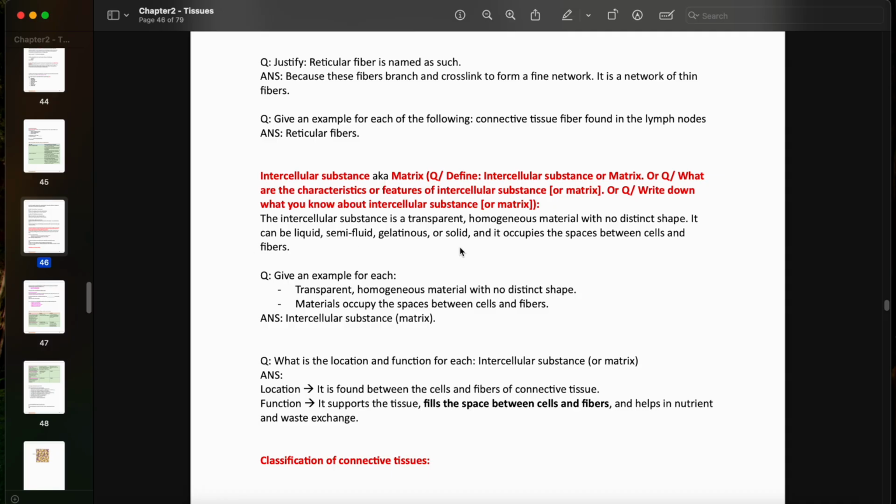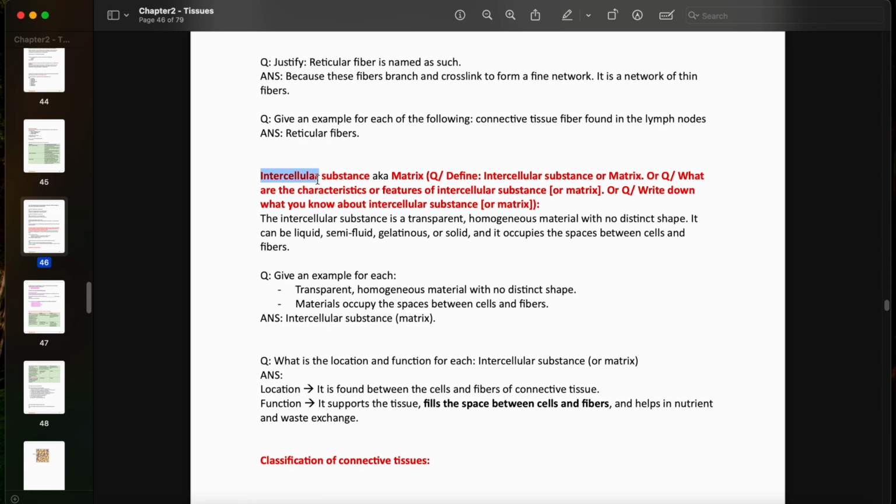The location of the intercellular substance. Now the word, like it's in the name. When you read the word intercellular, intercellular means between the cells. So even if you do not recall the function or the location of this thing, it's in the name. When you say intercellular, you're saying it is between the cells. So the location is found between the cells and the fibers of connective tissue. That's the location.